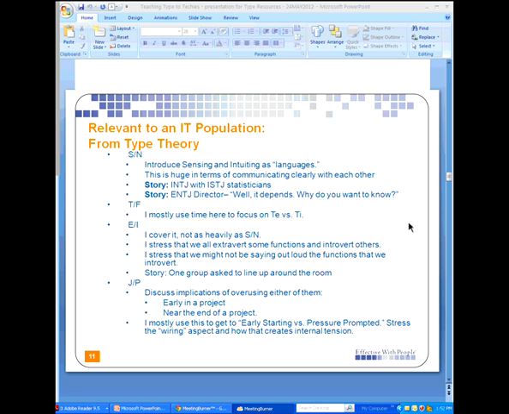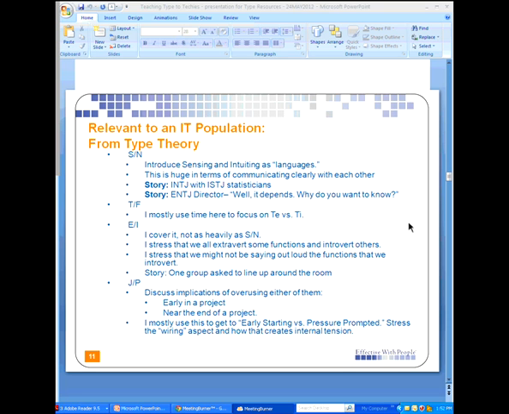And that's a nice discussion, because most of these people, frankly, are on pretty long-term projects together. Software development cycles are projects, and there's really a lot of stress around projects. The last one is early starting, pressure prompted.